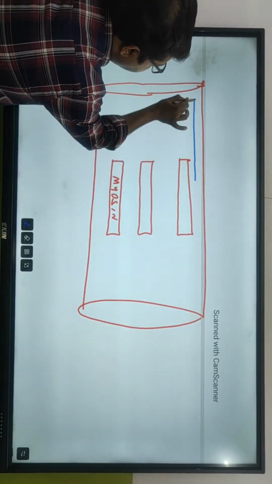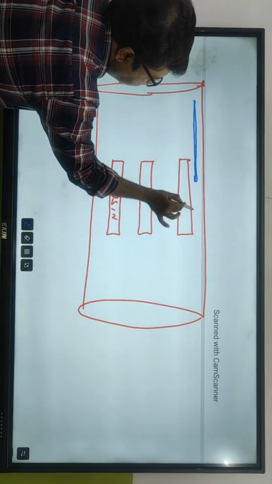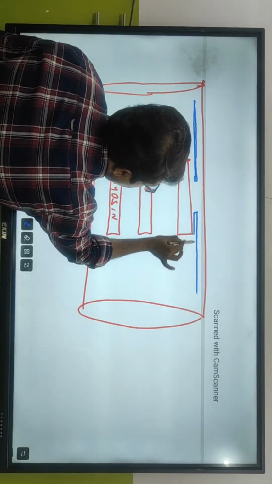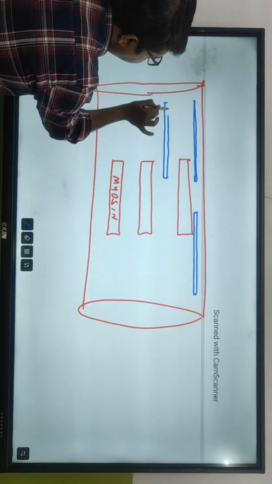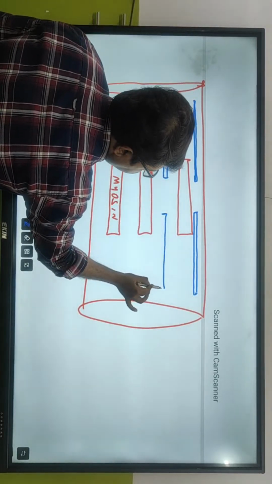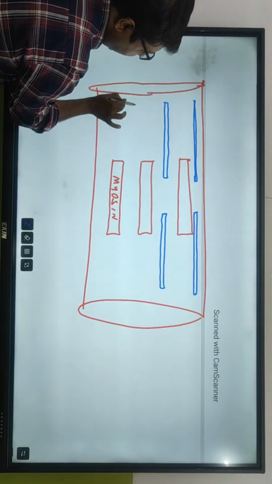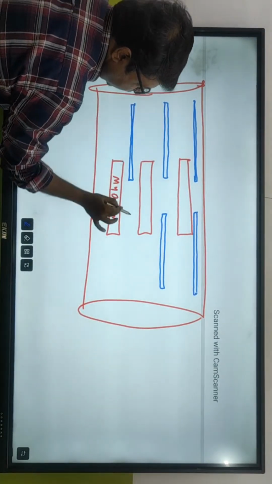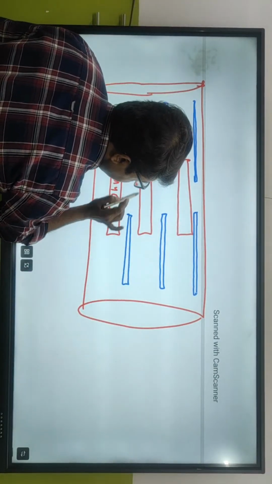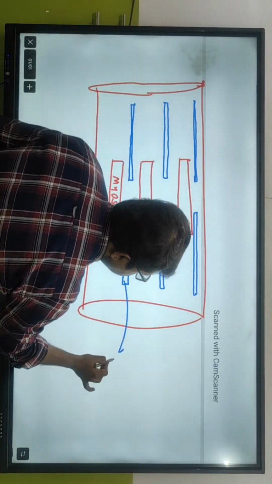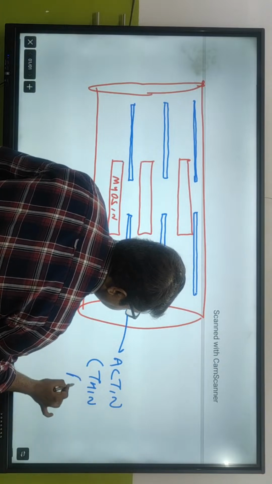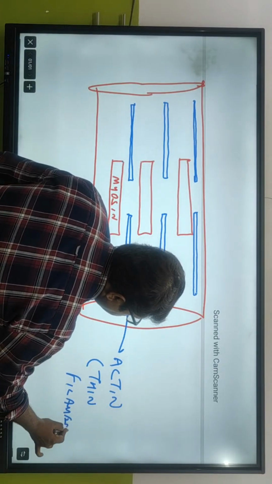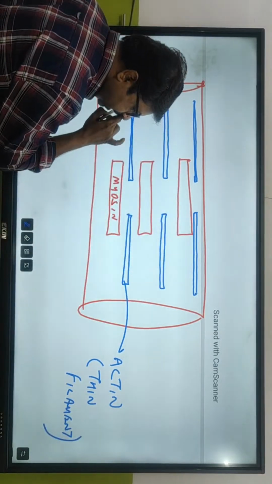But what you can see a thin filament called actin. A thin filament called actin. ये देखो thin filament है actin. आपकी बुक में थोड़ा सा डायग्राम डिफरेंस है. Fine. So this is actin filament, which is called thin filament. What is this? This is actin. And this is thin filament. क्या है ये? Thin filament है. And this myosin is a thick filament.